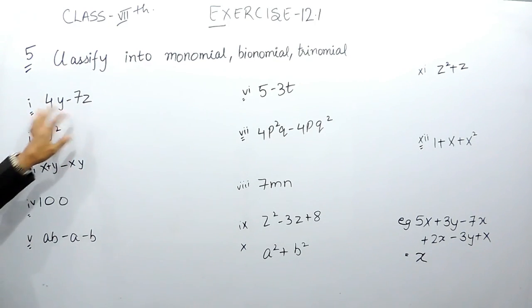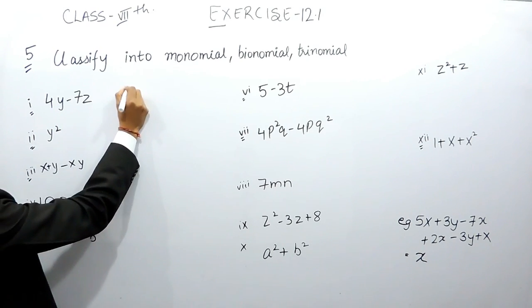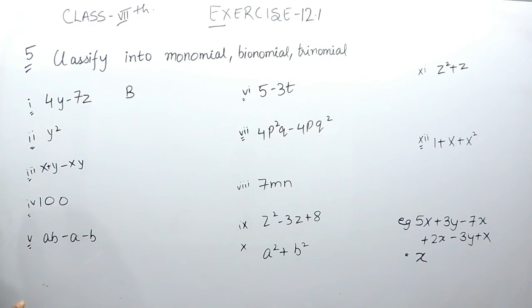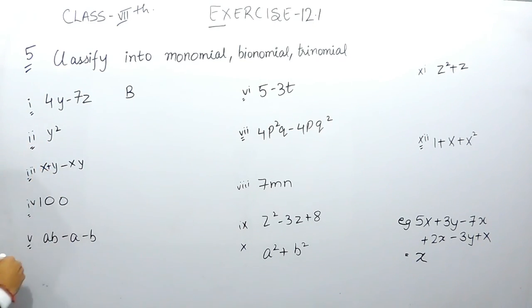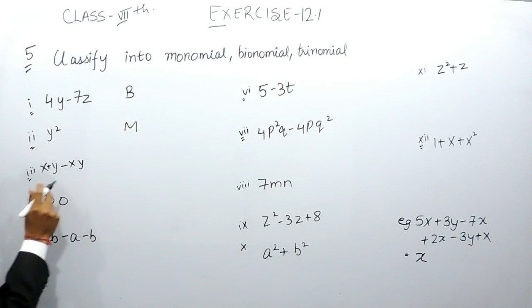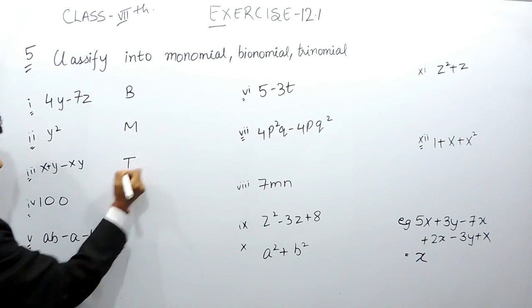Now the first question is already in its simplest form, having two quantities, so this is a binomial. I am denoting them by B, M and T. B means binomial, M means monomial, and T means trinomial. The next is having one term, so monomial. Then it is having 3 terms and they cannot be simplified, so it is a trinomial.